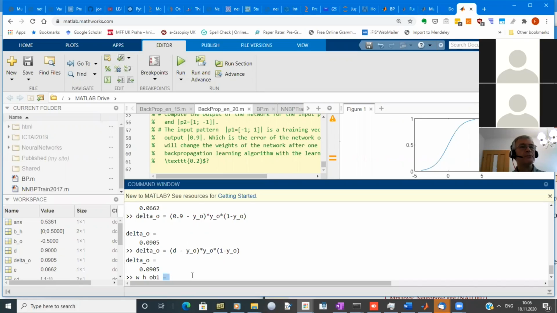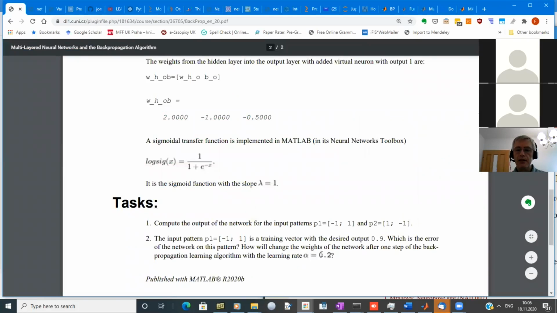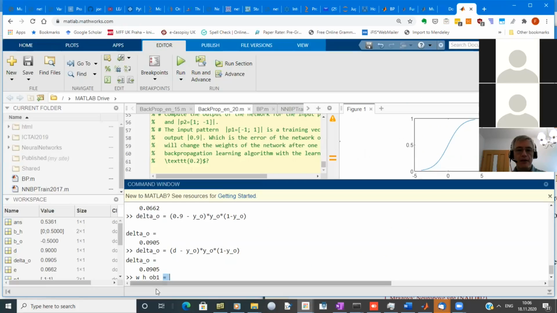Can I have a question? Yes. What should we use as the learning rate? What number? The learning rate is written in the assignment. The learning rate alpha should be 0.2. Right, thanks. I will store the value for alpha.